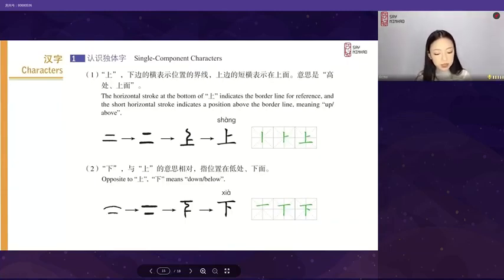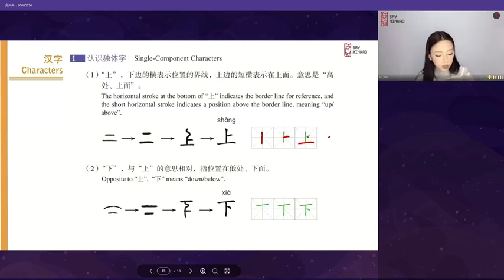Now, next one, let's see the single component characters. First one is 上, which means up, above. And it indicates the borderline for the upper space, okay? So let's see how to write it. First, we will write a vertical in the middle, and then a short horizontal in the middle of the vertical, and then a long horizontal.